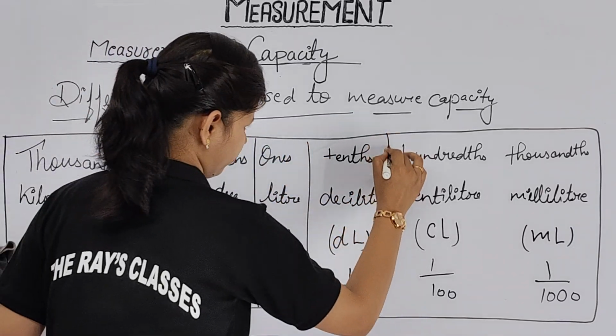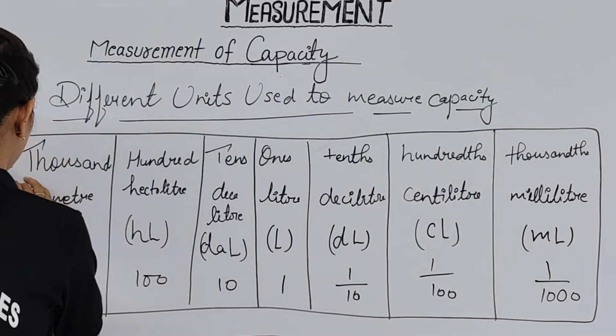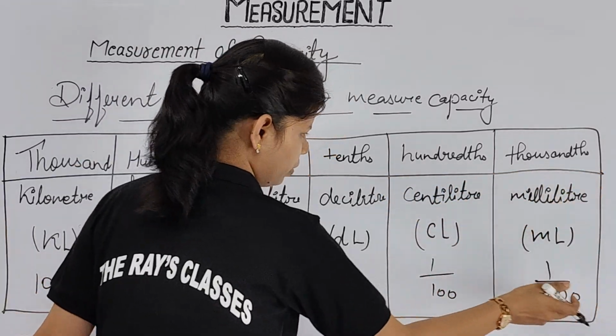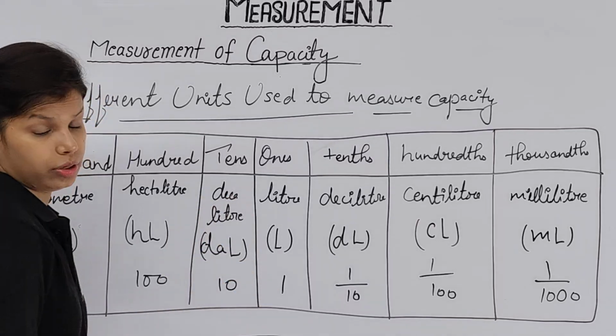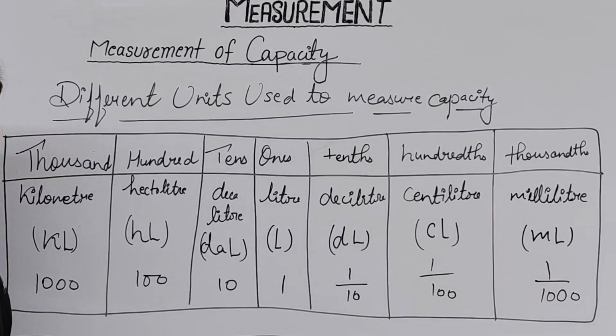Write this one. Clear, no? Every time you have to remember their place value, their representation, their short form, and their mathematical representation as well. It is very, very important to solve the numericals. Clear, children? Now take a screenshot. Let's move to the next part of yours.